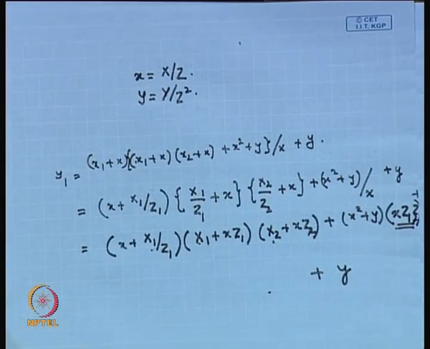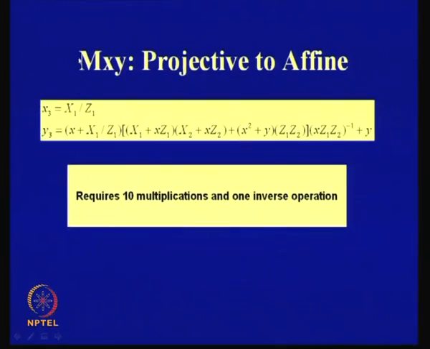So, if you want to obtain x 3, that is the result of p 1 plus p 2, the x coordinate, you just need to divide the projective coordinate x 1 by z 1, and for the y coordinate you need to do more operations. Actually, you need to do 10 multiplications and one inversion operation to do the final transformation.